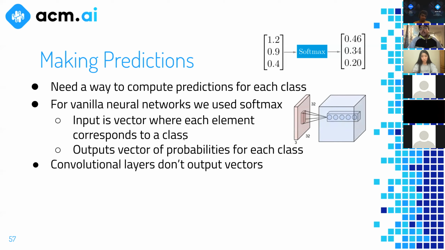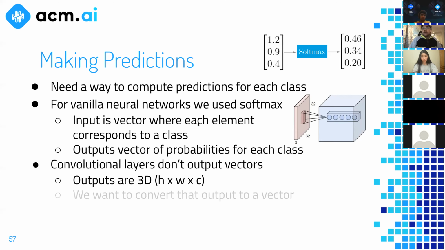And convolutional layers, like we said, don't output vectors, they output something 3D, or tensors, and we want to convert that output into a vector.